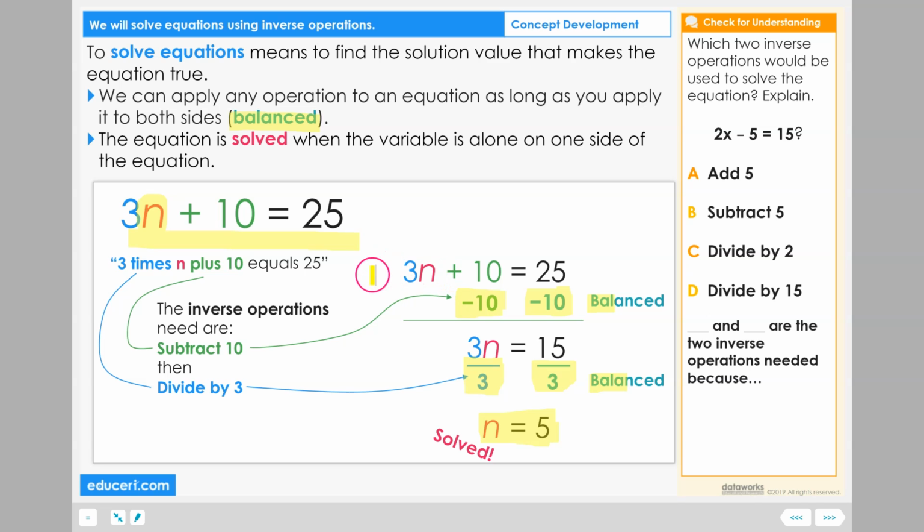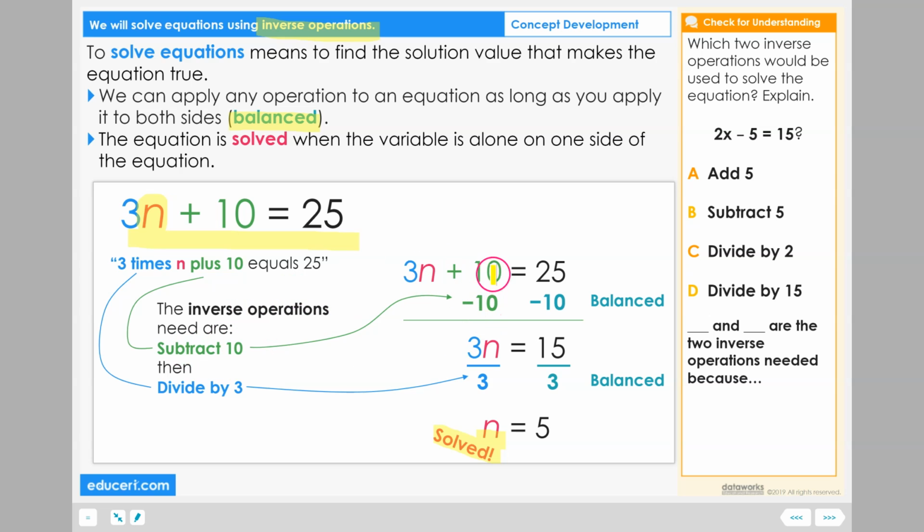The equation is solved when the variable is alone on one side of the equation. This first original equation is not solved because n has a coefficient multiplying times 3, and it also has plus 10. And that's where we use our inverse operations to start clearing those values away from the n so that we have the n all by itself.